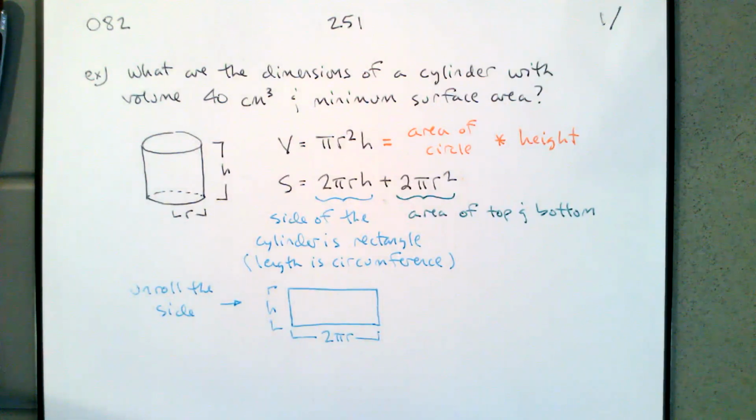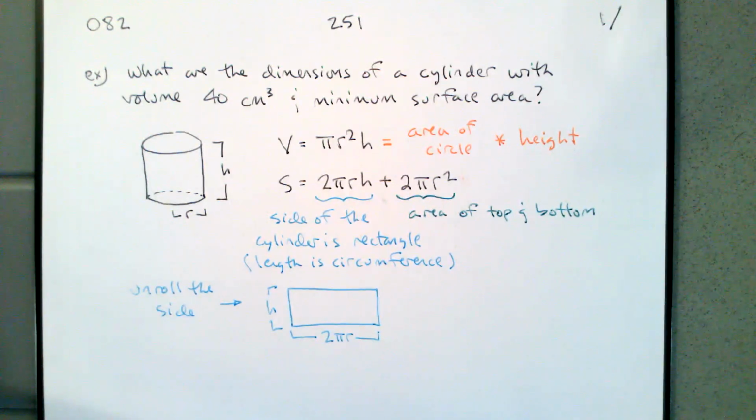So we have a volume of pi r squared times h. That's just the area of the circle multiplied by the height. Area is going to be in square centimeters, the height's in centimeters, so we'll get a volume in cubic centimeters.